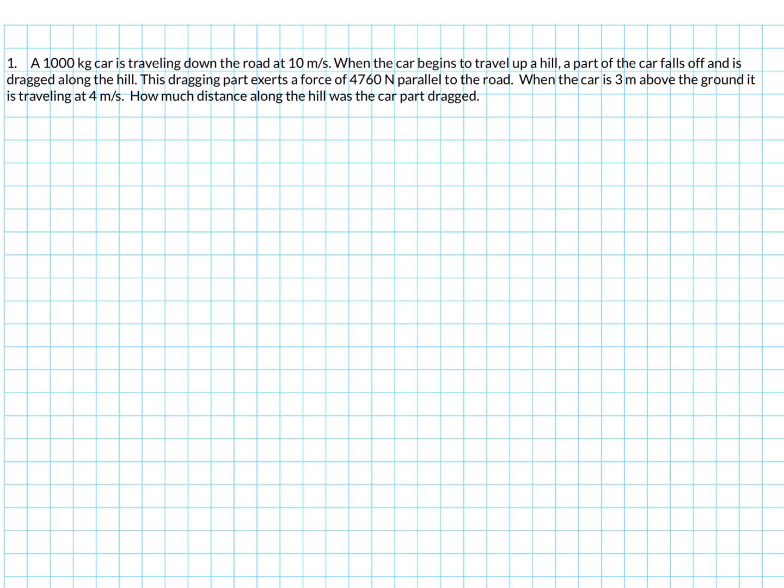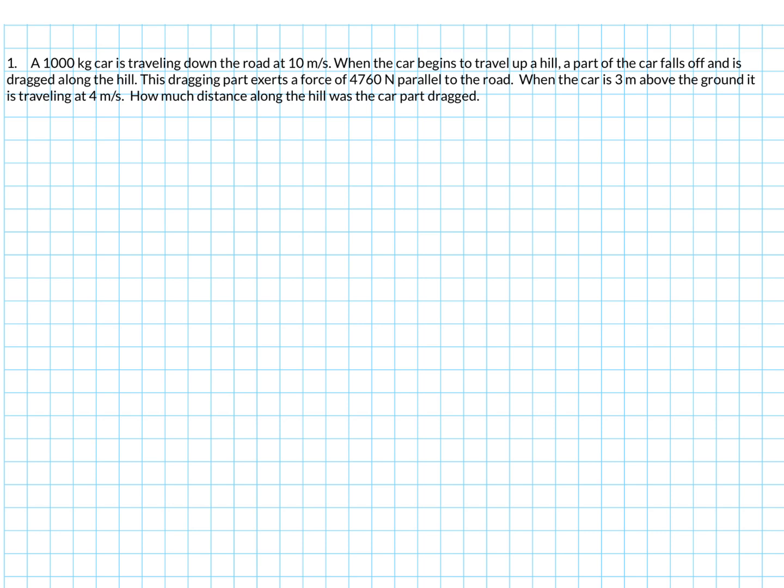A 1,000 kilogram car is traveling down the road at 10 meters per second. When the car begins to travel up a hill, part of the car falls off and is dragged along the hill. This dragging part exerts a force of 4,760 newtons parallel to the road. When the car is 3 meters above the ground, it is traveling at 4 meters per second. How much distance along the hill was the car part dragged?